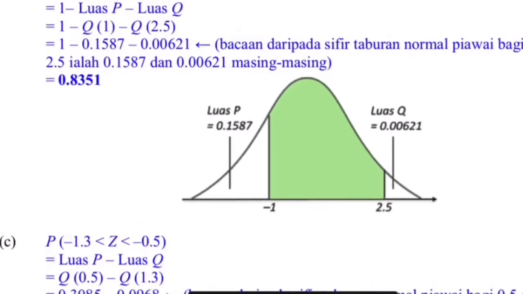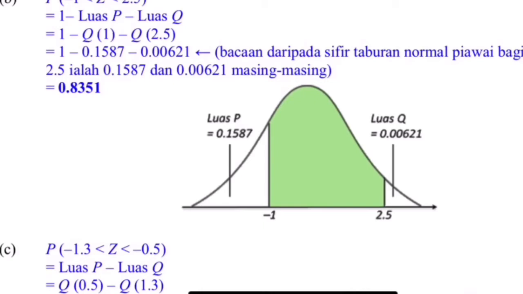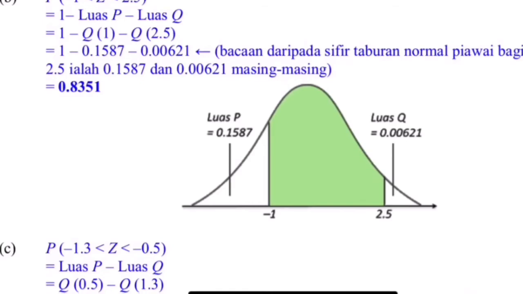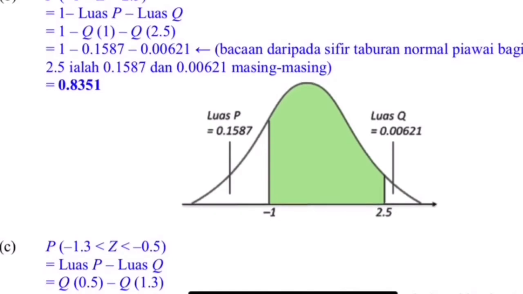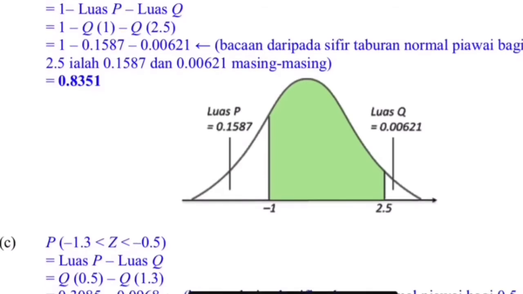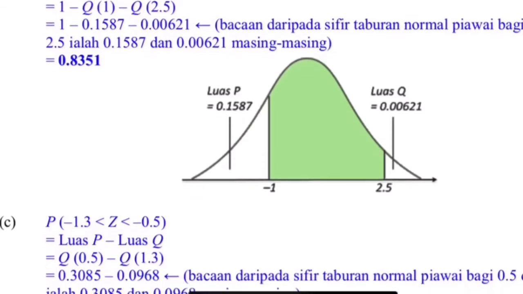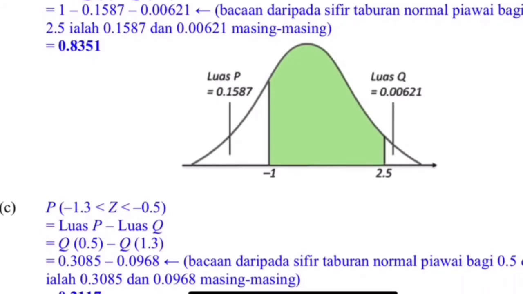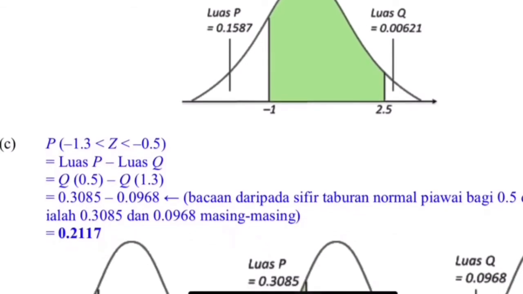Okay, so reading from the buku sphere for 1 and 2.5 is 0.1587 and 0.00621. It means the area under the bell shape. Because you want to get between negative 1 to 2.5, that is why you have to minus. You use 1 minus 0.1587 minus 0.00621, and your answer is 0.8351. Okay, that is the area shaded in green color. So you label accordingly. Make sure you really label your bell and you understand why you need to take 1 minus, the left one and the right one.